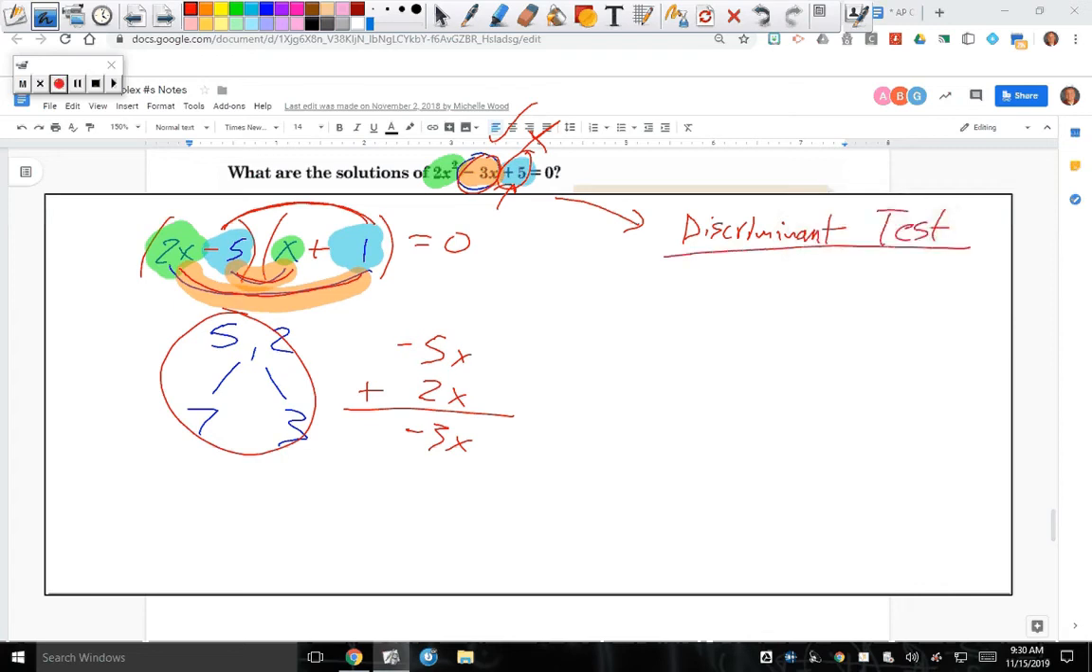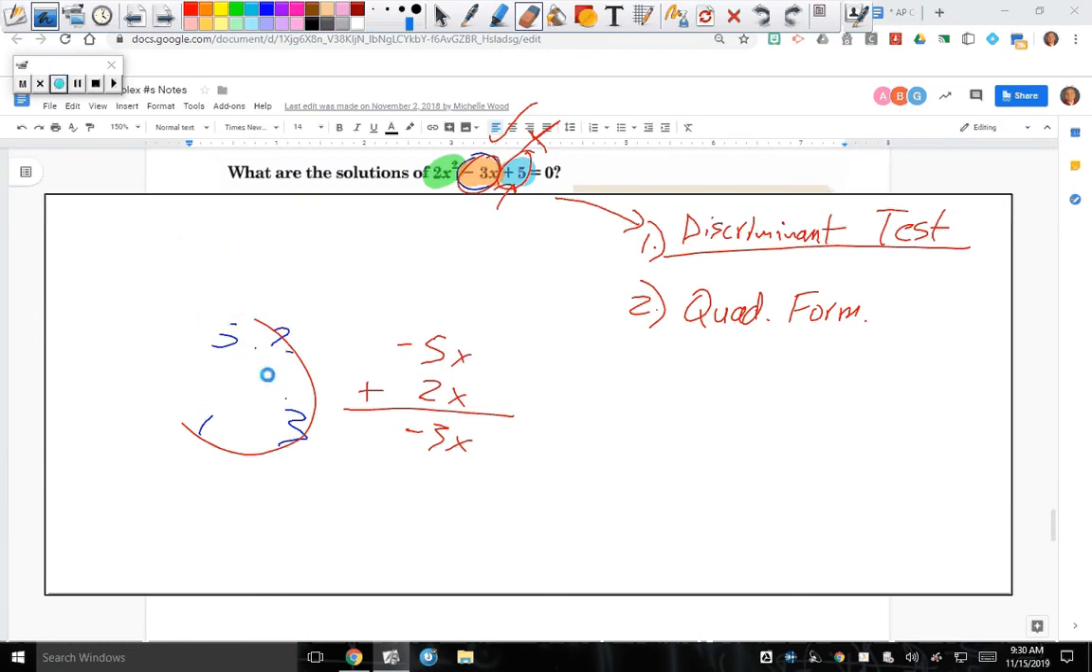And then this will tell you what kind of answers you're going to get, so that whenever you get your answers after doing the quadratic formula, you trust what you see. Because the discriminant test told you, hey, you're about to get these kind of answers. You're not just randomly doing something, not knowing what you're supposed to get. Okay.